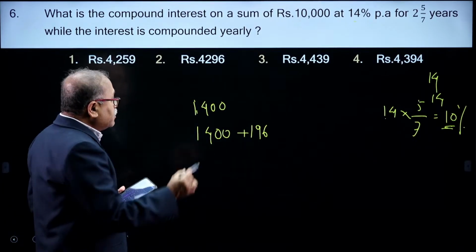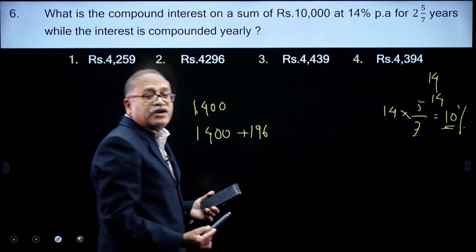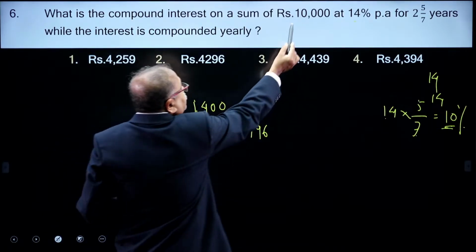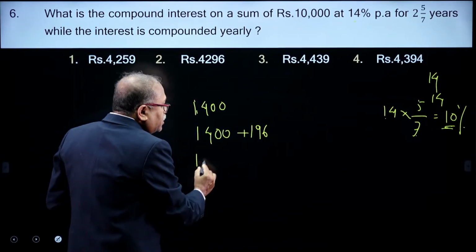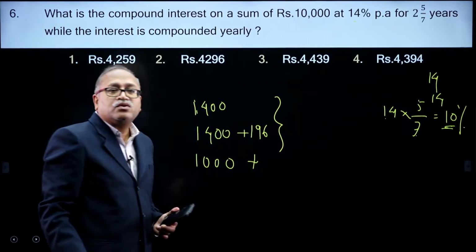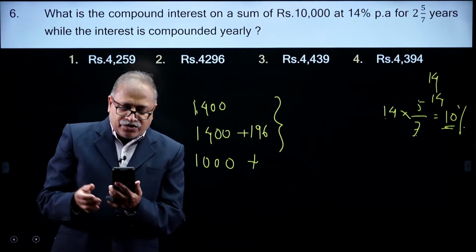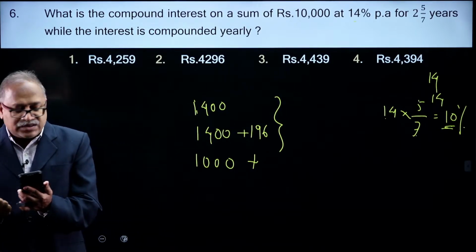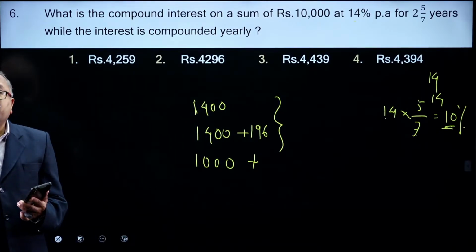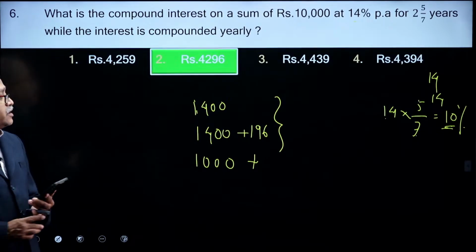196, and then comes what percentage should I take for next 5 by 7 years. So, I need to take 10%. So, I will take the 10% of 10,000, that is nothing but 1,000 over here, plus 10% on the whole previous interest. Anyone answered it? Oh, Appal Naidu once again, 4296. 4296, option 2. Let me check Appal Naidu is correct or not. Yes, that is right. Well done my dear friend.